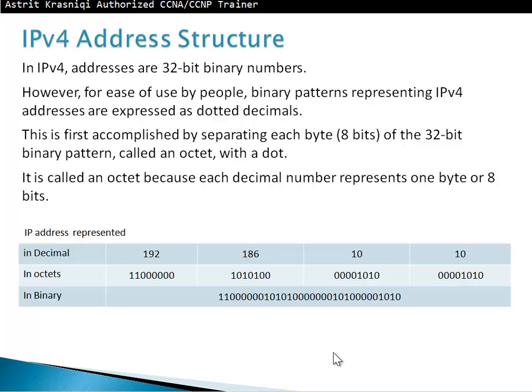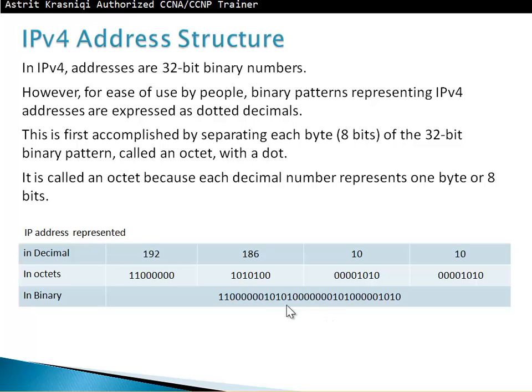So, IPv4 address structure. IPv4 addresses are 32 bits in binary numbers, so 32 of these zeros and ones. However, for ease of use by people, the binary patterns representing IPv4 addresses are expressed in dotted decimal. This is accomplished by separating each byte, 8 bits, of the 32-bit pattern, called an octet, with a dot. It is called an octet because each decimal number represents 1 byte or 8 bits.